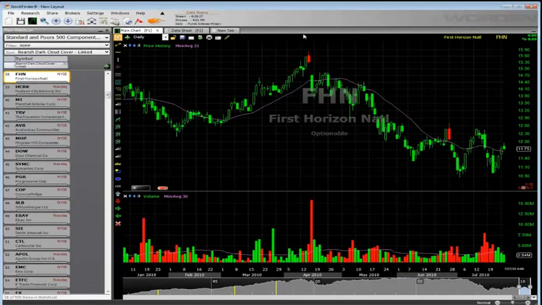So FHN's historical example is a relatively good example of what we're looking for in terms of the volume and in terms of the actual formation and the way that we want our price chart to look as this formation is happening.